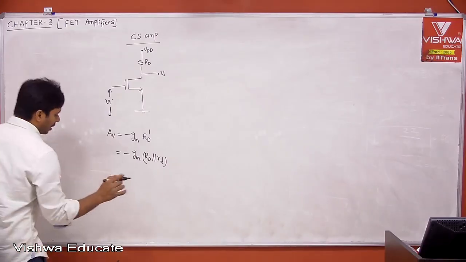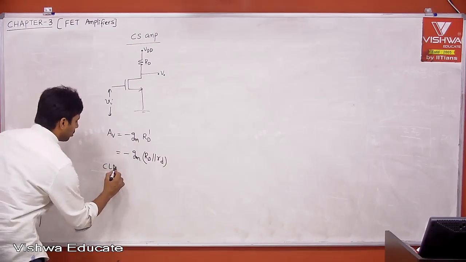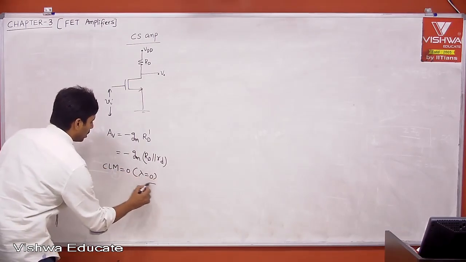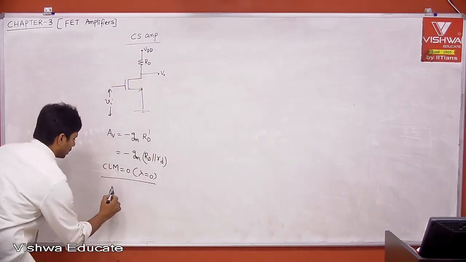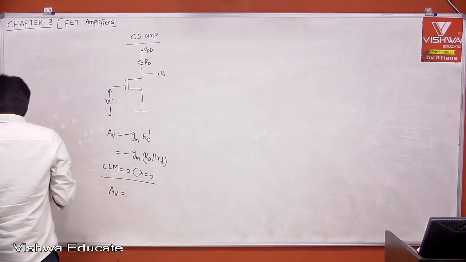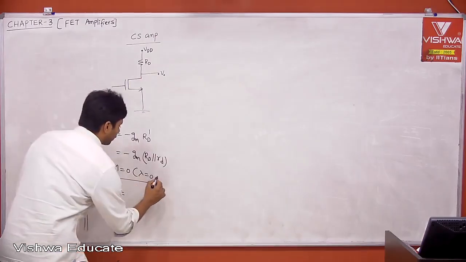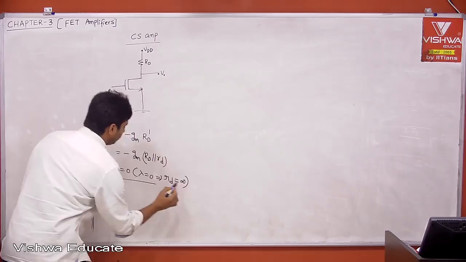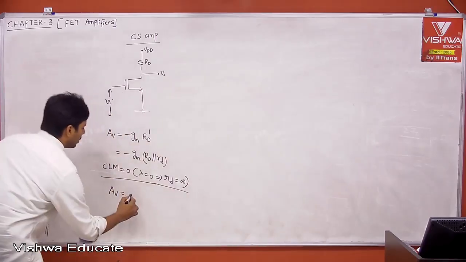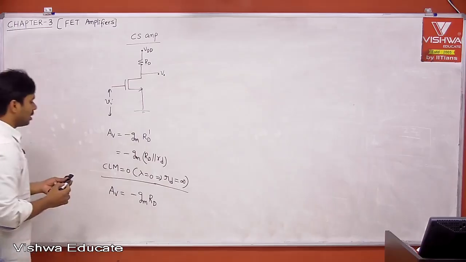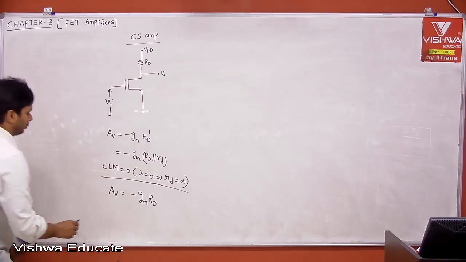For your understanding, let us consider channel length modulation equal to 0. Let us say lambda is equal to 0. Then what is your voltage gain? Your small rd is infinity. Then what is your voltage gain? Minus gm into RD. That is fine. Therefore, this is what is voltage bias.